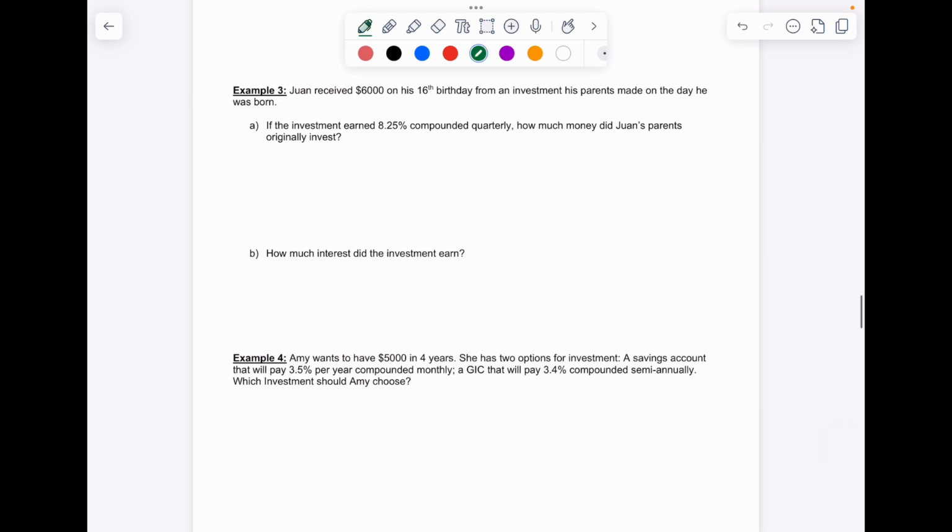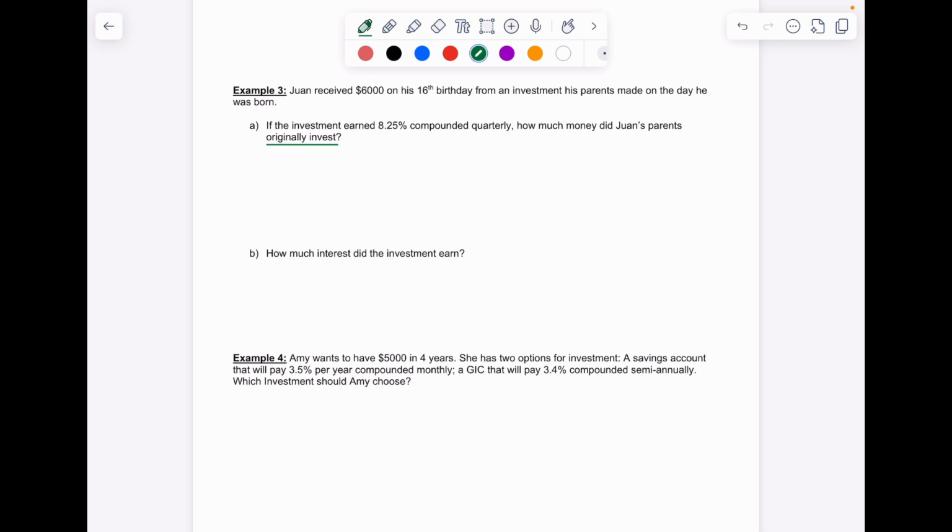So Juan received $6,000 on his 16th birthday from an investment his parents made on the day he was born. If the investment earned 8.25% compounded quarterly, how much money did Juan's parents originally invest? Okay, so you can see these words that they're using, how you approach these problems, right? It's asking, like, what was the initial amount that you put in back in the day, okay? So we are solving for originally invested.